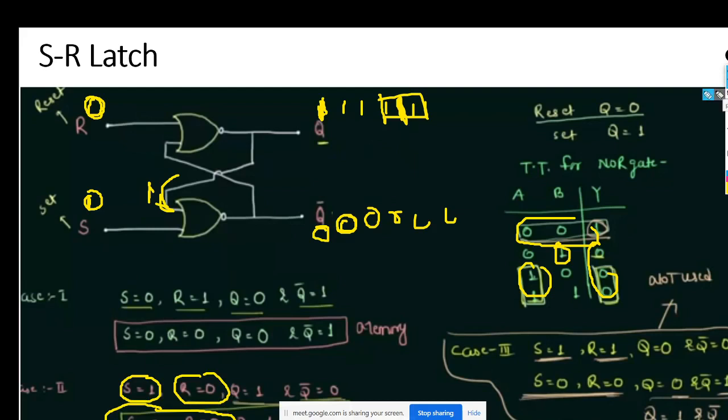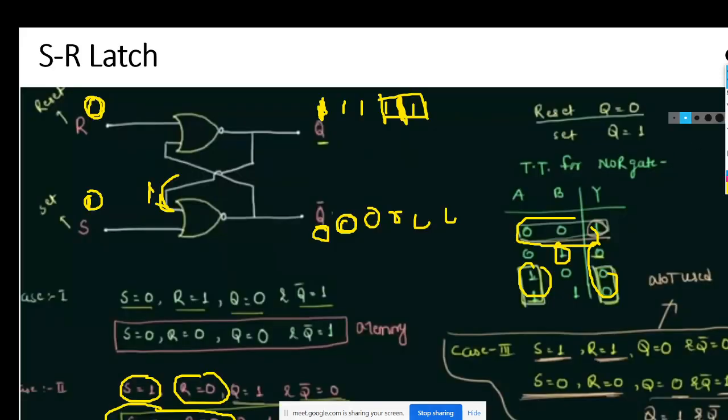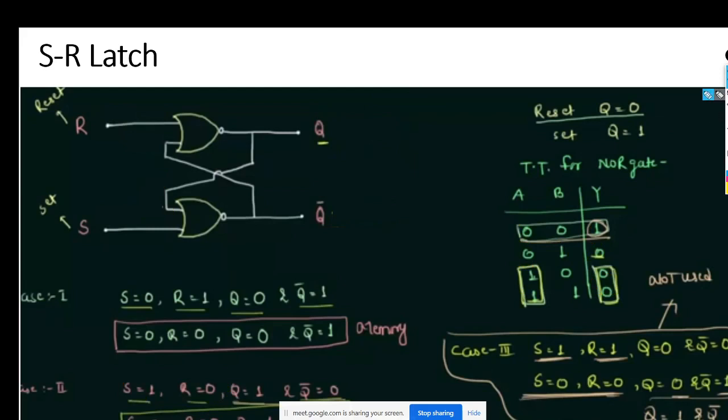But what we are not supposed to do is the illegal scenario. Of course, the 0 0 we have already covered. The illegal scenario is this: make sure that you never give it 1 1, because it's going to have an adverse effect. So let's see what happens if both are 1, that is, R is also 1 and S is also 1.